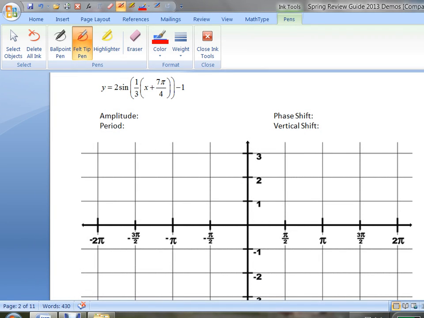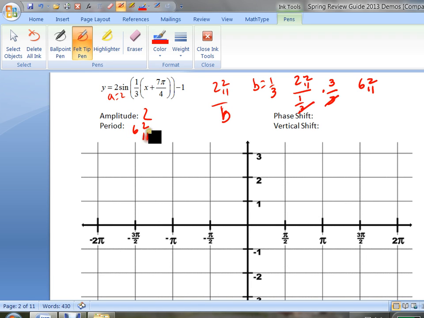So, you know that A equals 2, so it means the amplitude is 2. You know that the period equals 2 pi over B, and B equals 1/3, so 2 pi over 1/3. You clear the fraction by multiplying by 3, just cross off, so you get 6 pi. So the period is 6 pi.